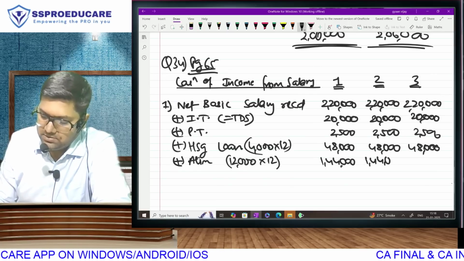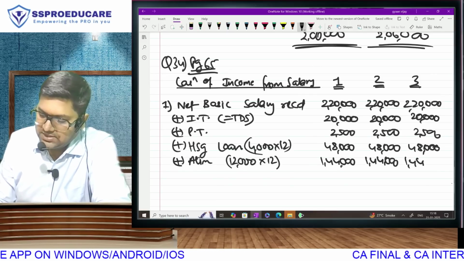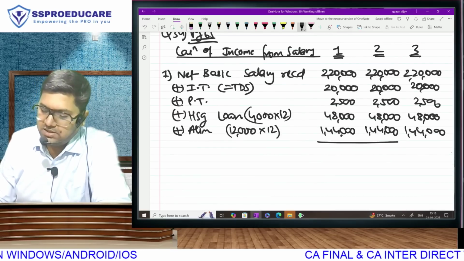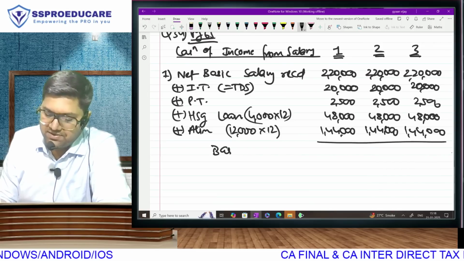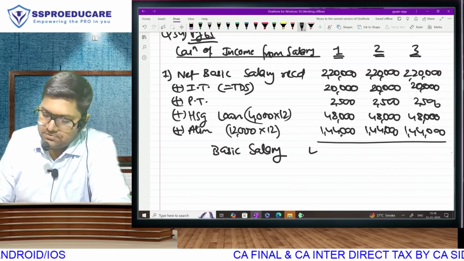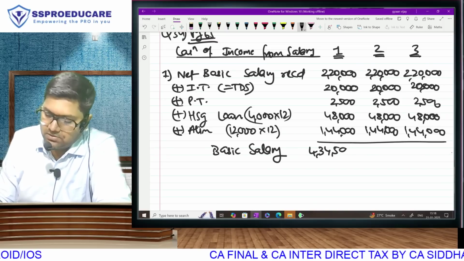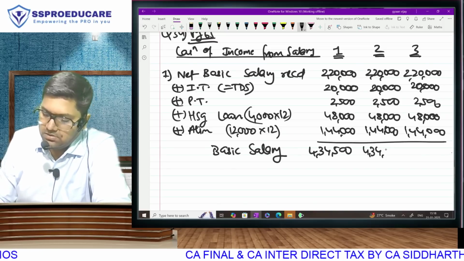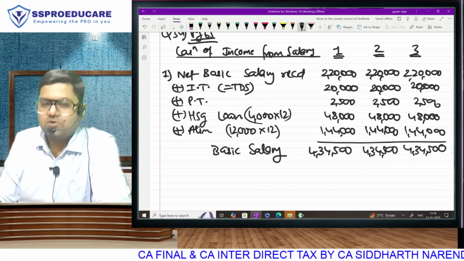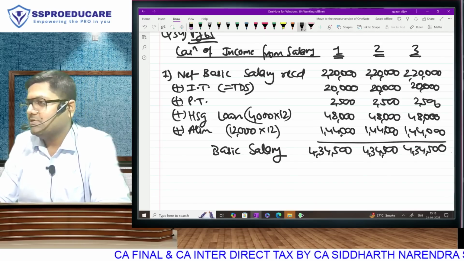1,44,000. Next is car and equity shares. So can I say this is my actual final answer of my basic salary? How much is the basic salary taxable? 4,34,000. And second column? Thank you. But there is one problem. If you have made a mistake in the first column, it will be wrong in the second and third column.